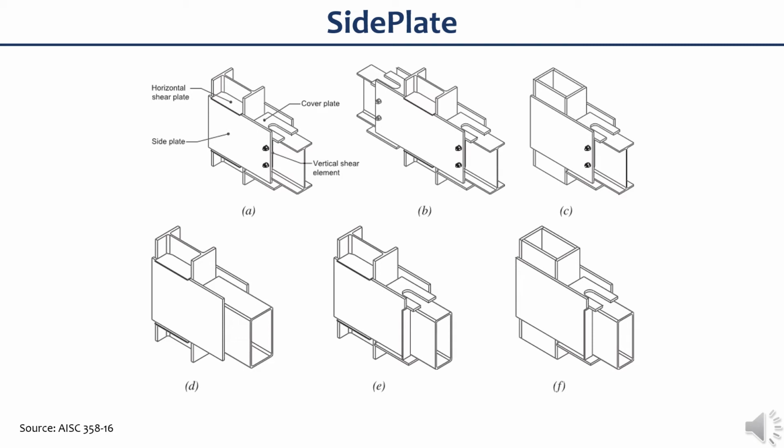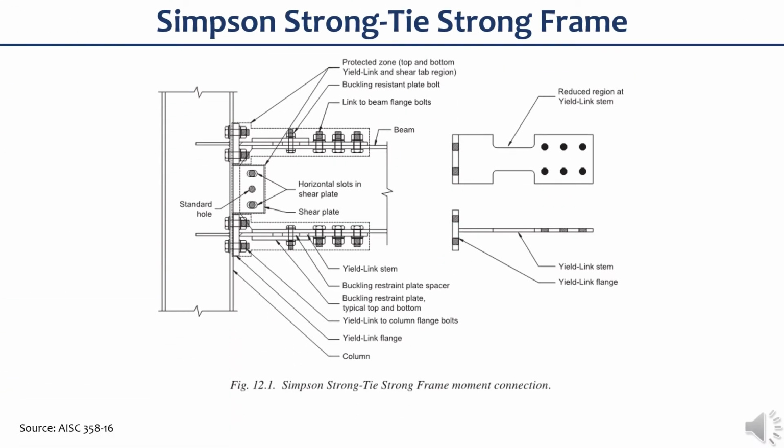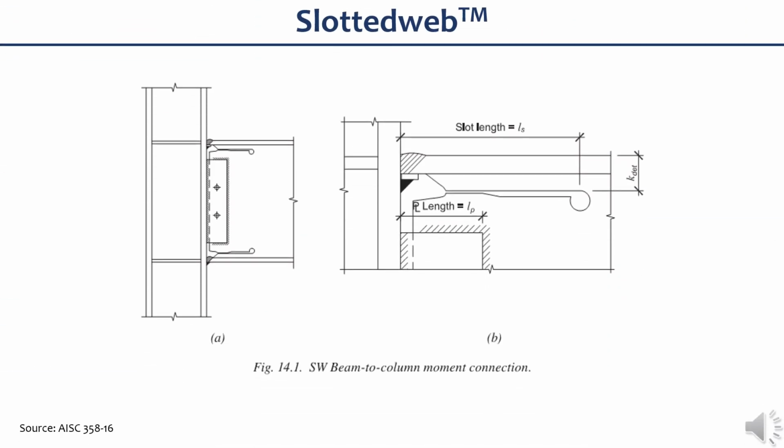It's called the side plate. Another common proprietary connection in the US is called the Simpson Strong-Tie Strong Frame. This proprietary connection is also very common in California, mostly used for retrofitting existing buildings.